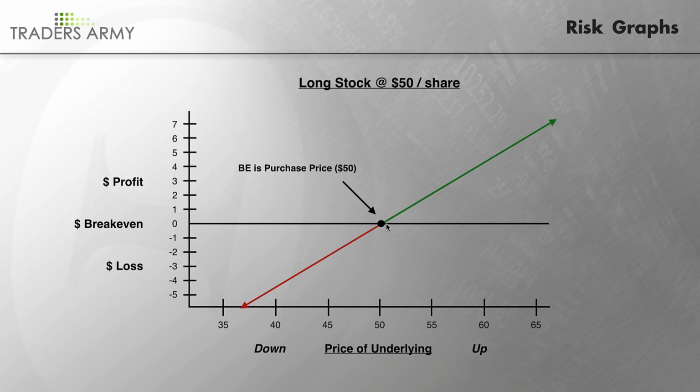And these two lines, the green line going up the graph, represents how much profit we have in the trade so long as the market stays above our break-even price. But the moment the market price goes below our break-even price, everything gets red and we actually show a loss all the way to the stock going to zero. Okay, so dollar for dollar, profit or loss on this long stock position with our break-even being at 50.